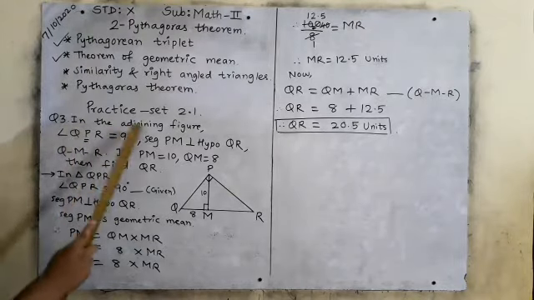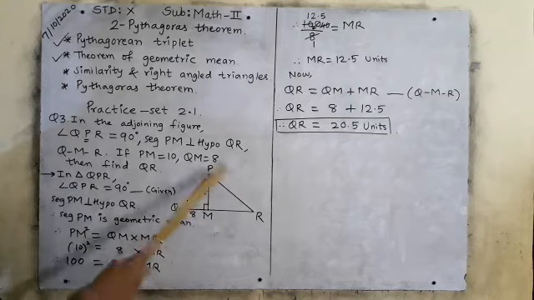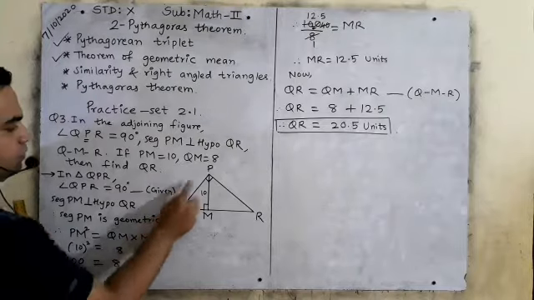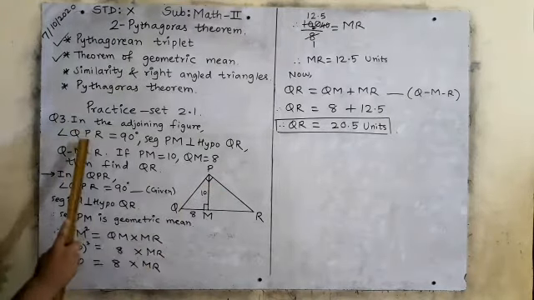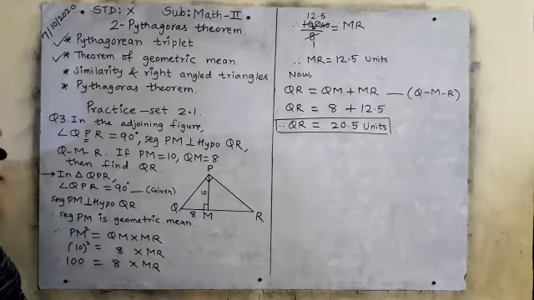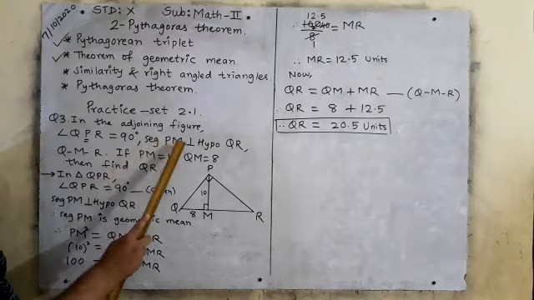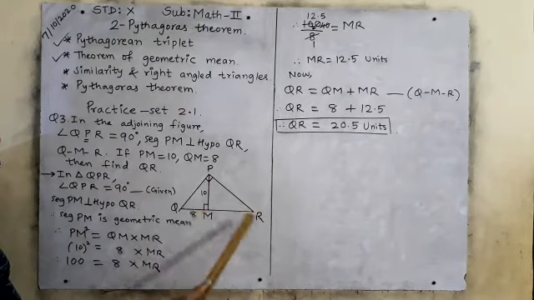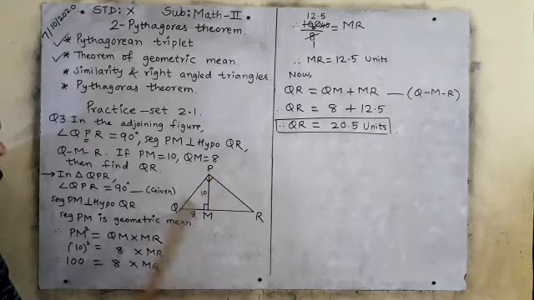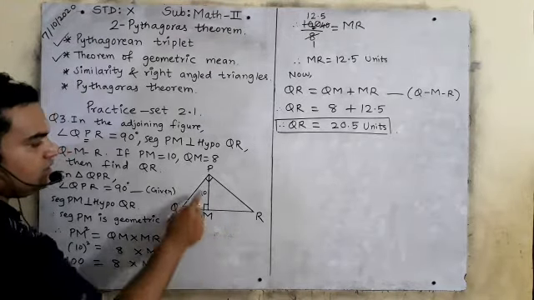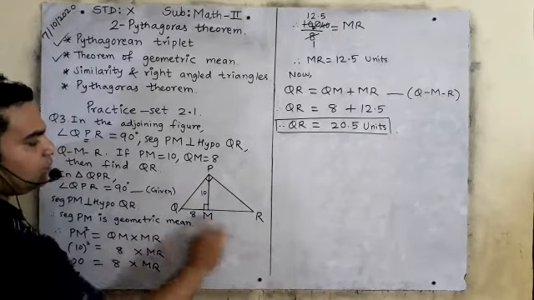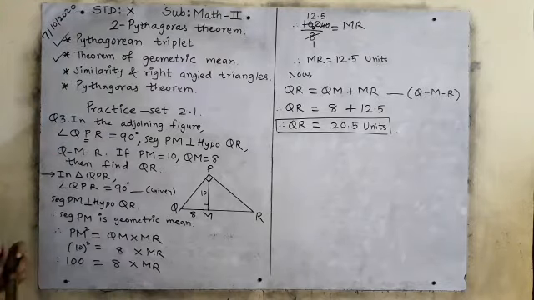Please read it. In the adjoining figure, this is the figure. We have to observe this figure and understand that angle QPR, P is in between, and angle P is 90 degrees. It means triangle QPR is a right angle triangle. Segment PM is perpendicular on hypotenuse QR, because angle P is 90 degrees and the side opposite 90 degrees is the hypotenuse. So QR is the hypotenuse.